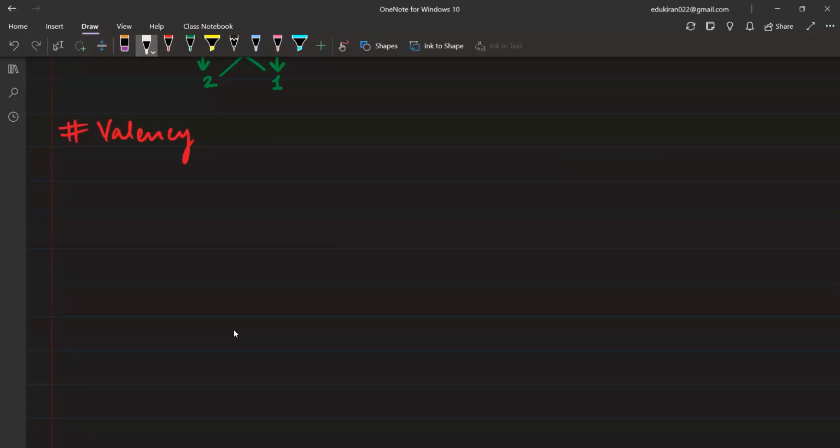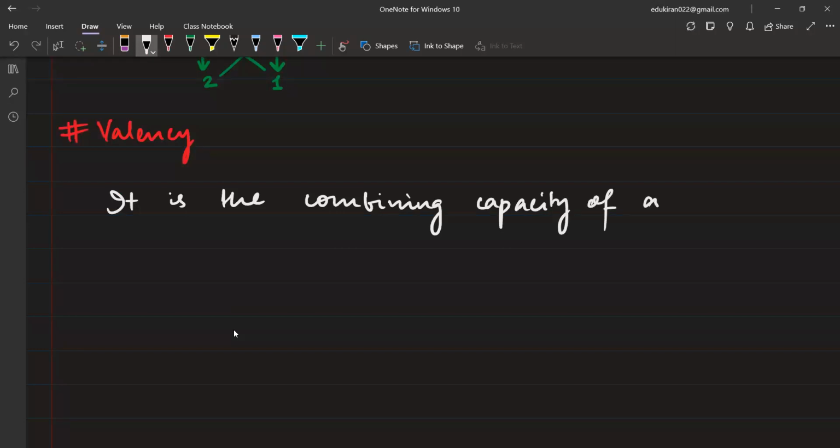Okay, so what is valency? Valency, it is generally said as it is the combining capacity of an element. Okay, so you must know that carbon makes how many bonds? Carbon makes 4 bonds, right? So valency of carbon is going to be 4.